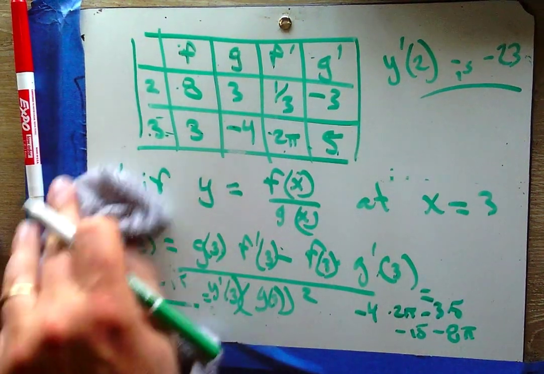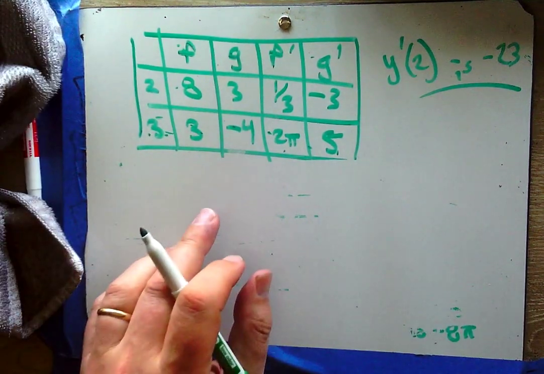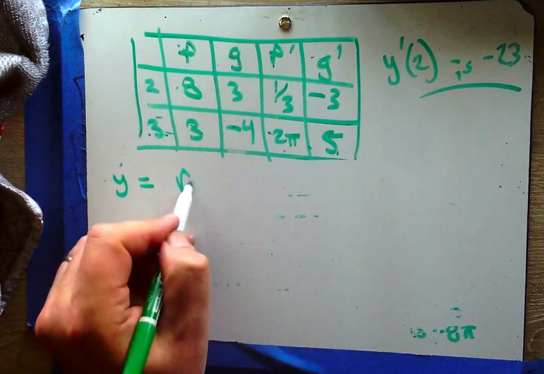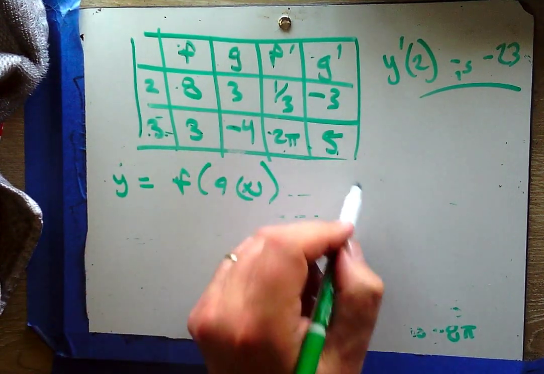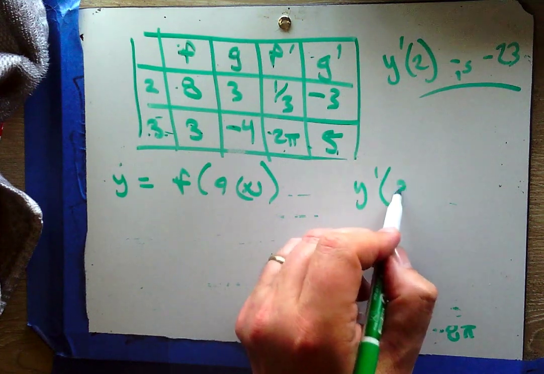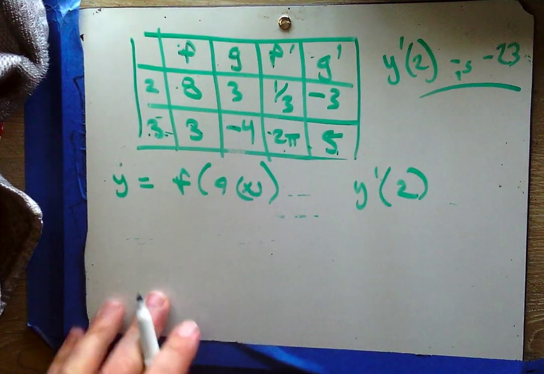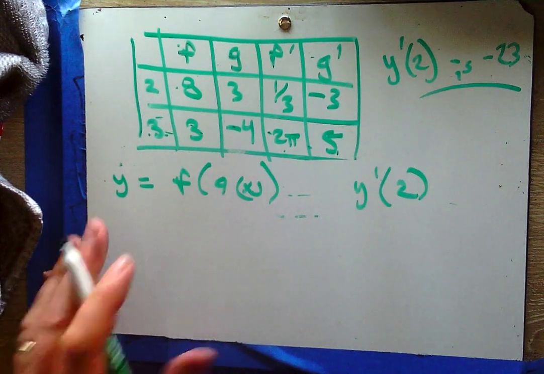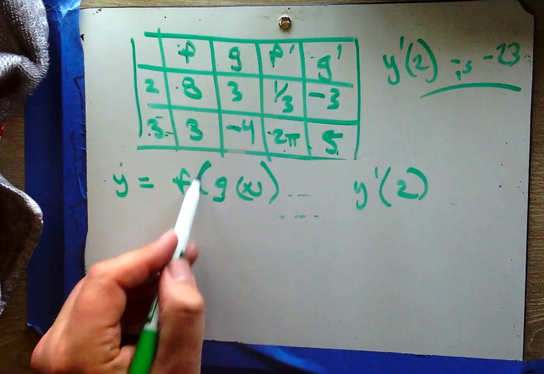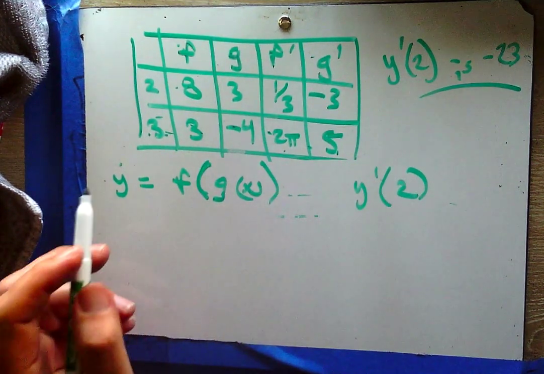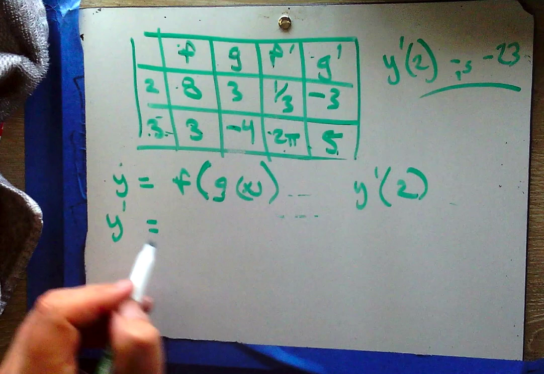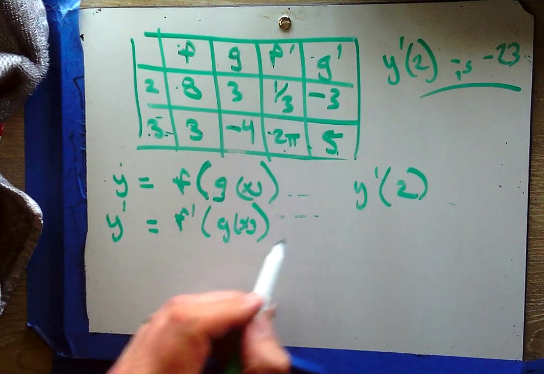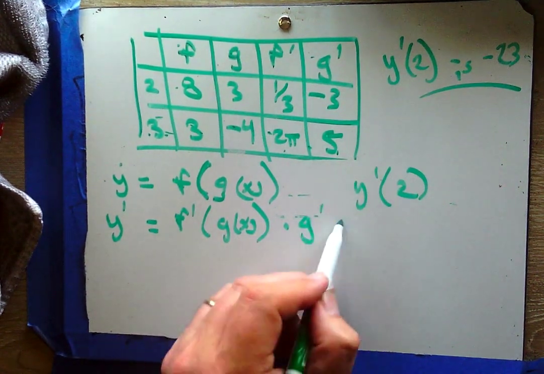Alright, a couple more of these. How about y equals f of g of x, and we want y prime? This is a very standard question. Definitely something you should expect both on our test as well as on the AP exam. So, welcome back. Y prime is the derivative of the outside times the derivative of the inside.